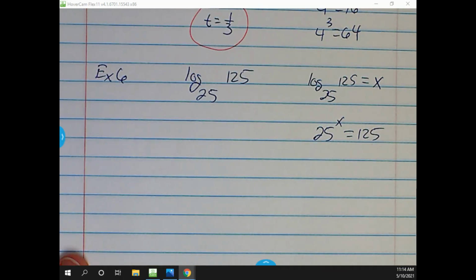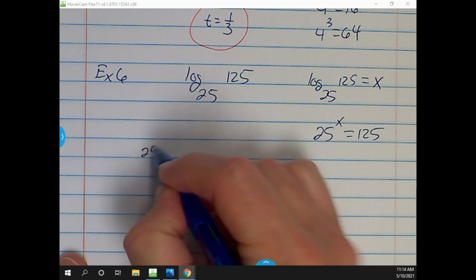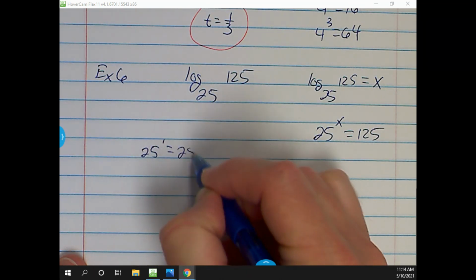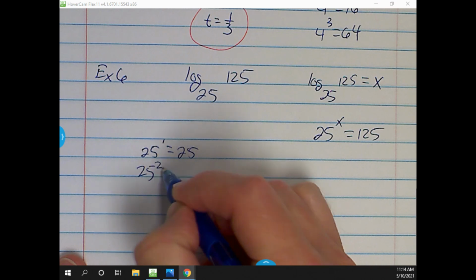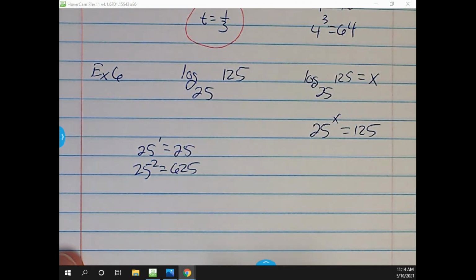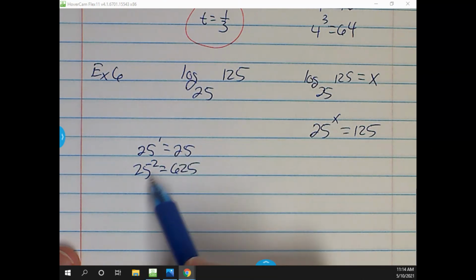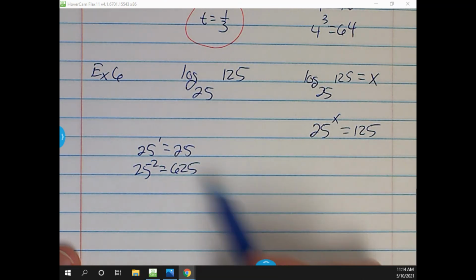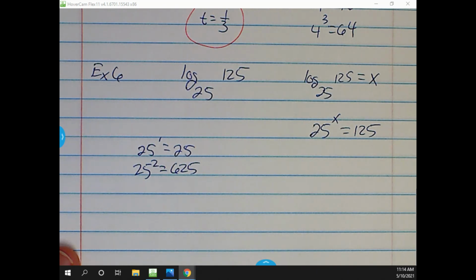All right, here's the sneaky one on this one. Because if you do 25 to the first power, that's 25. If you do 25 squared, that is 625. And people go, well, okay, then how are we going to get there? Because 25 to the first is 25, and 25 squared is 625. So this number is somewhere between 1 and 2. How are we going to figure that out?